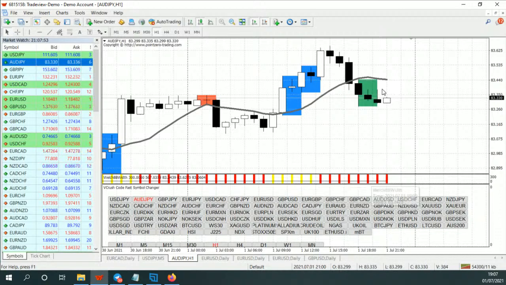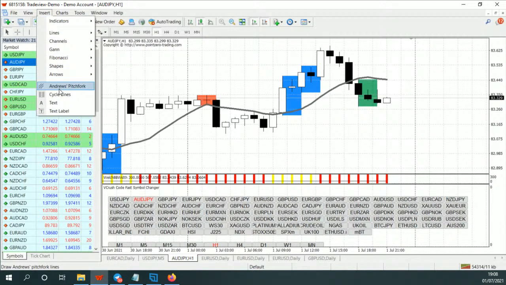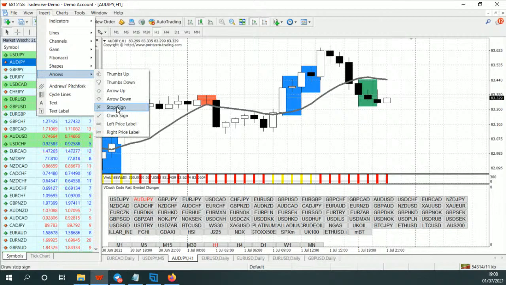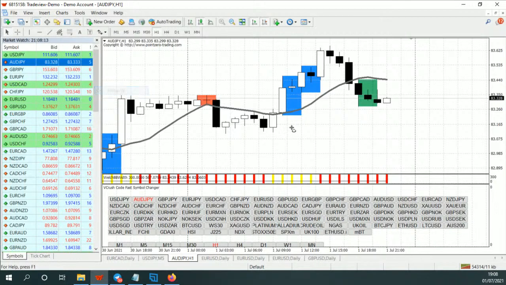Okay, so let's look at this particular one we are looking at now. This is an Aussie JPY 1 hour chart. You can see these boxes are just helping us to identify the inside bar. Already I've identified this as an inside bar. Let me put an arrow here for you so you can see that inside bar. So this one is an inside bar. Yeah, that's an inside bar.